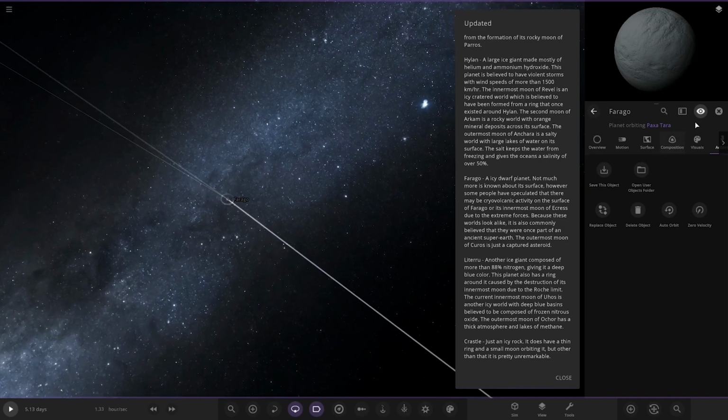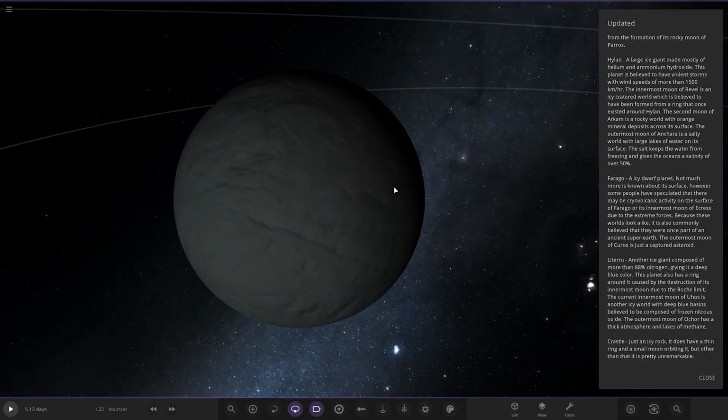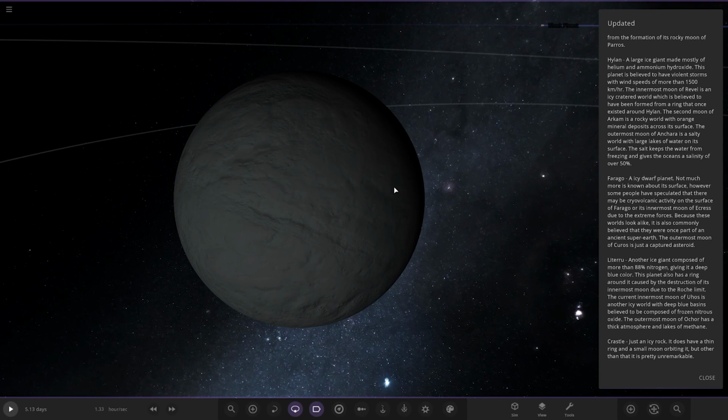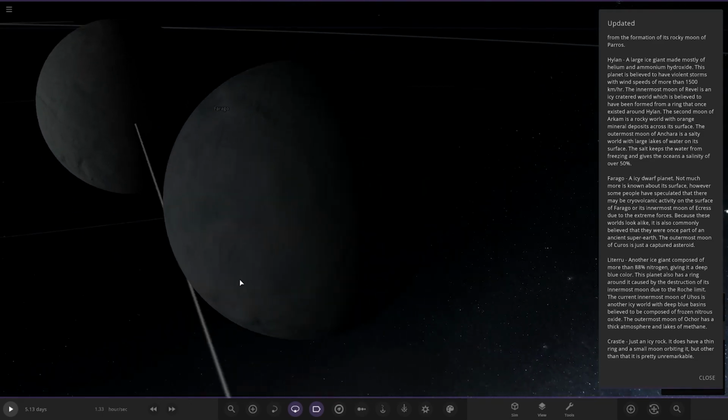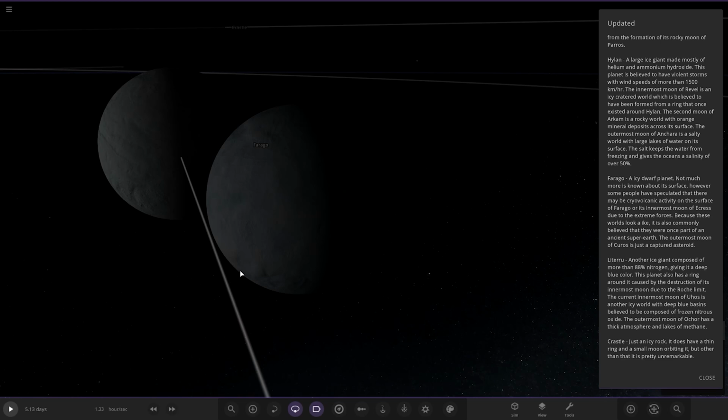Farrago, an icy dwarf planet. Not much more is known about its surface. However, some people have speculated there may be cryovolcanic activity on the surface of Farrago or of the innermost moon of Erkeres here. They are very close. Got a Pluto and Charon kind of look going on here. Okay.